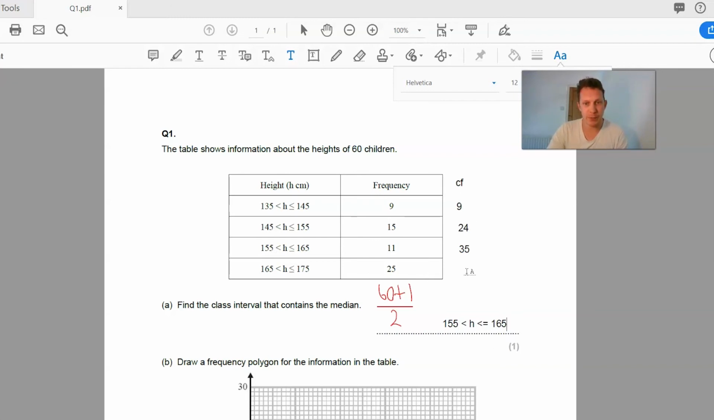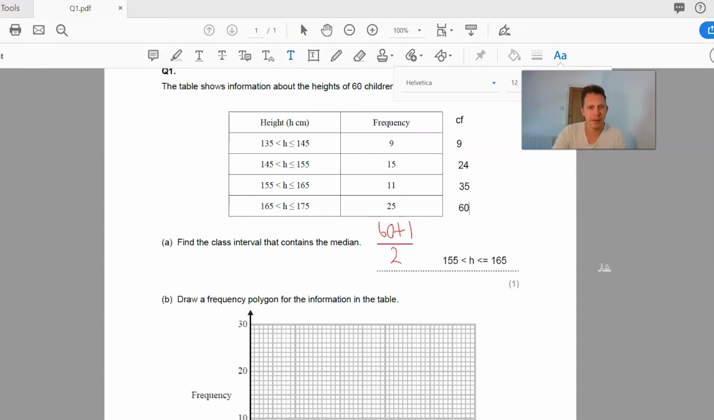I could finish this cumulative frequency table just by adding the last row. So 35 add 25 should come up to our total of 60. So whatever we get to the bottom, it should always add up to how many there were in the question. Okay, part 1 done. Let's move on.